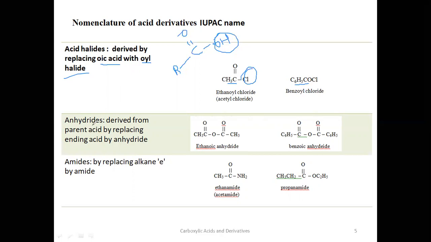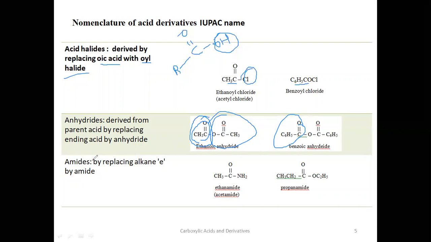Anhydride means when two molecules of acids are heated, by the loss of one molecule of water, they combine with each other. So see, this is one molecule and this is another molecule. There is a loss of one water molecule: OH from one molecule and H from the other molecule will be eliminated, resulting in this anhydride. So these are derived from two molecules of ethanoic acid. This is known as ethanoic anhydride. See here, this is derived from two molecules of benzoic acid. Therefore, this molecule is known as benzoic anhydride.